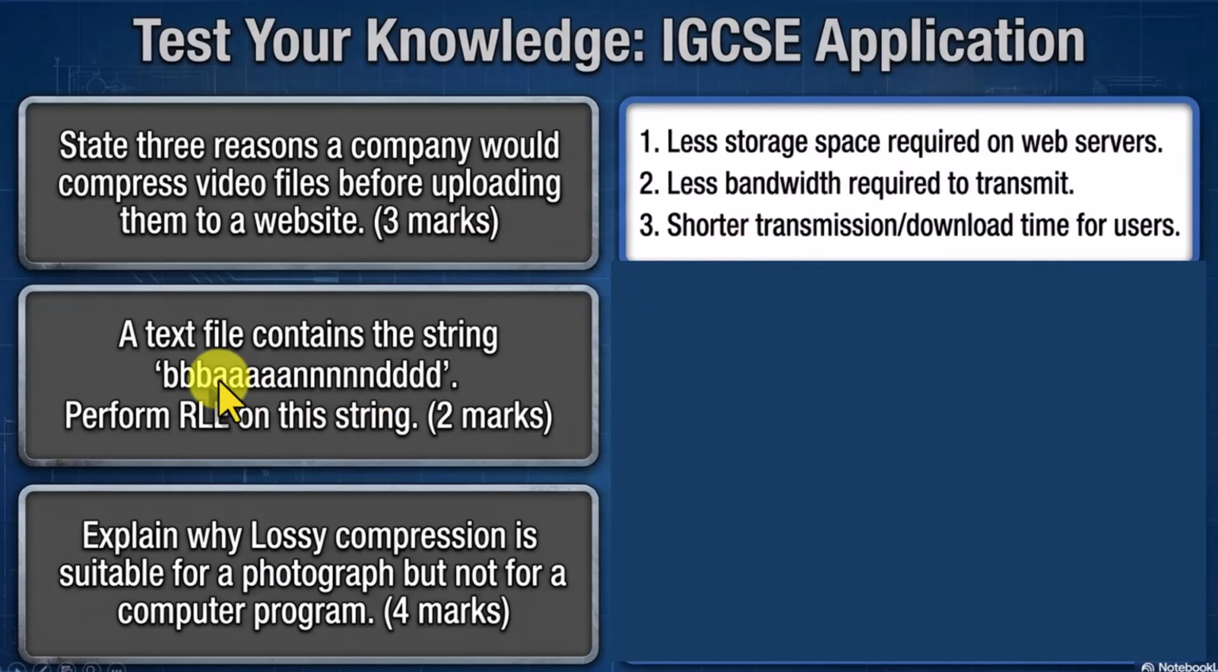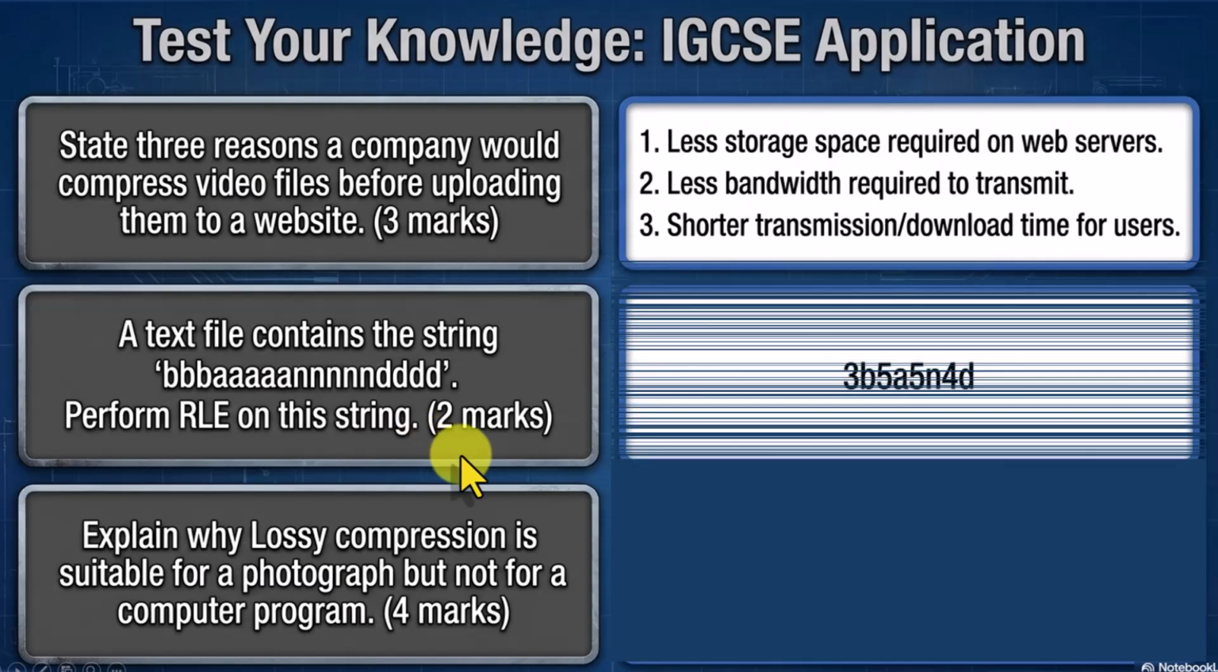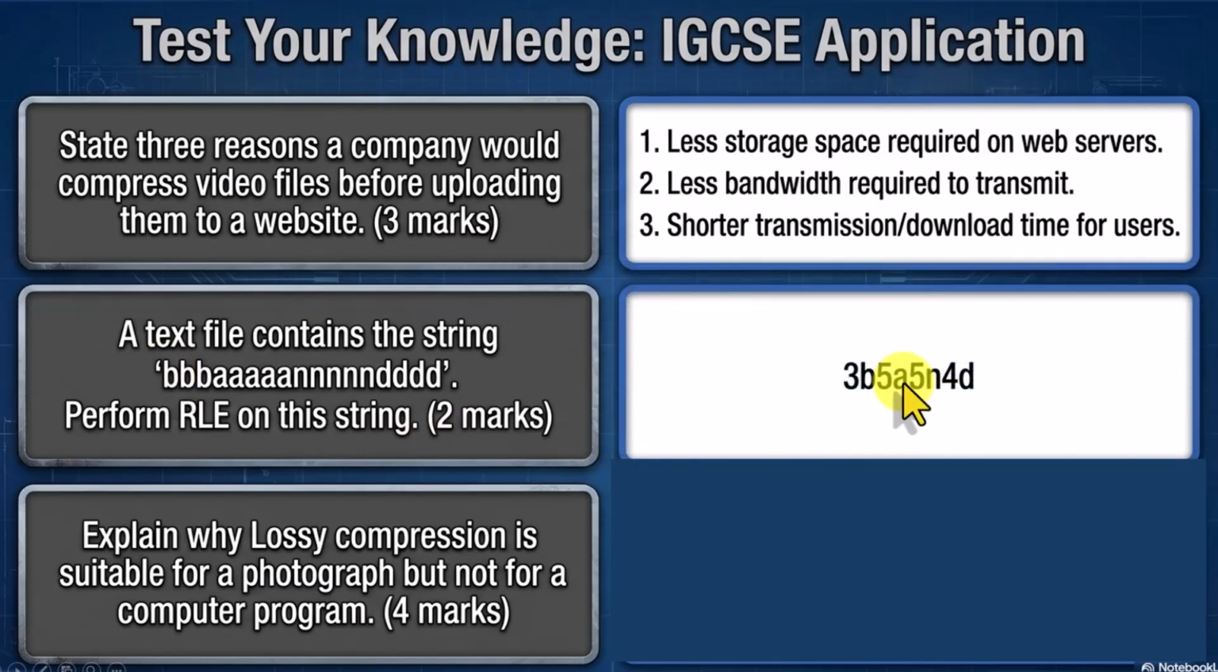The next question, again, do the same. Pause the video and write your answer, then come back. A text file contains a string of repeated letters. Perform RLE on this string. Do that. That is 3B, then 5A, then 5N, and 4D. So we compress this lengthy text to this shorter one.